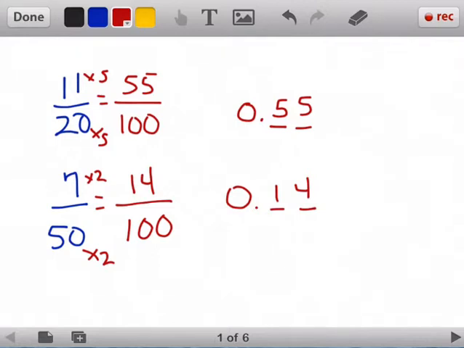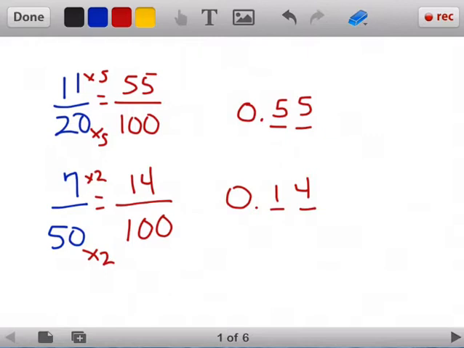Pretty straightforward. But the only problem comes in, what happens when we have a fraction such as 2/3? There's nothing I can multiply by 3, no whole number that I can multiply by 3 to get a denominator of 100, 1000, 10,000, anything like that. So we need an alternative method. This first method that I covered may look easy, but it doesn't work all the time. So the next method I'm going to show you works all the time, every time.